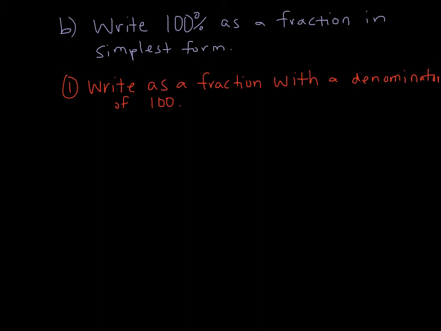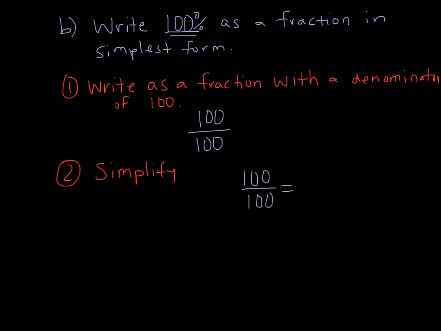My first step is to write it as a fraction with a denominator of 100. 100 over 100, because 100% is what they gave us as our option. My second step is to simplify. Now we could divide this out and say, well, I've got 0 and 0. I could divide by 10.